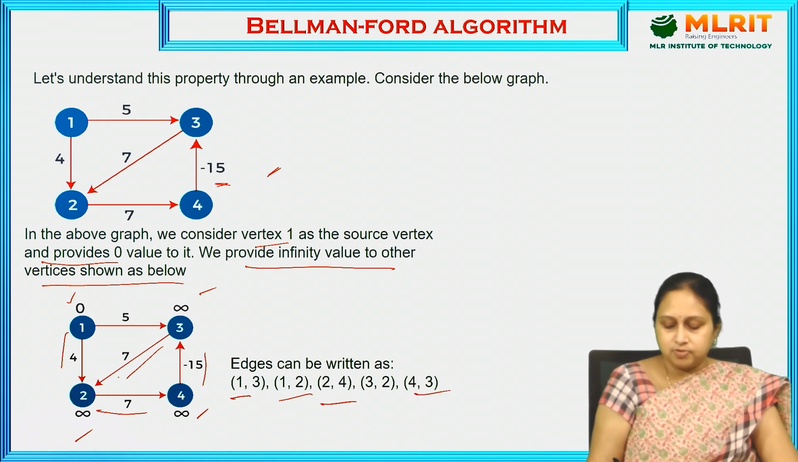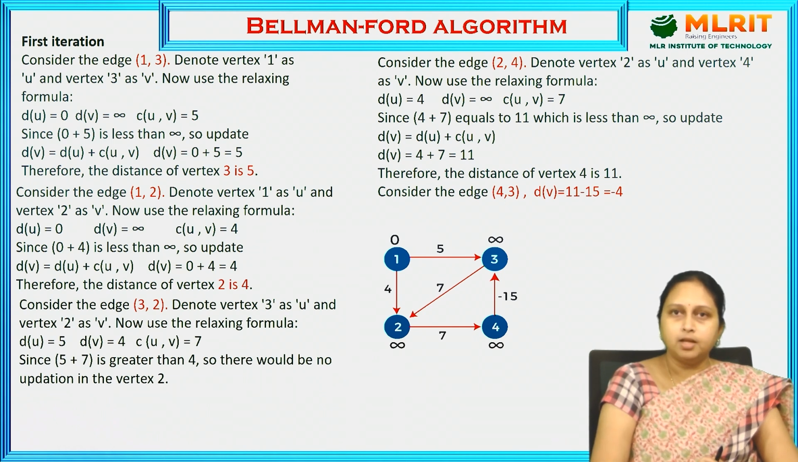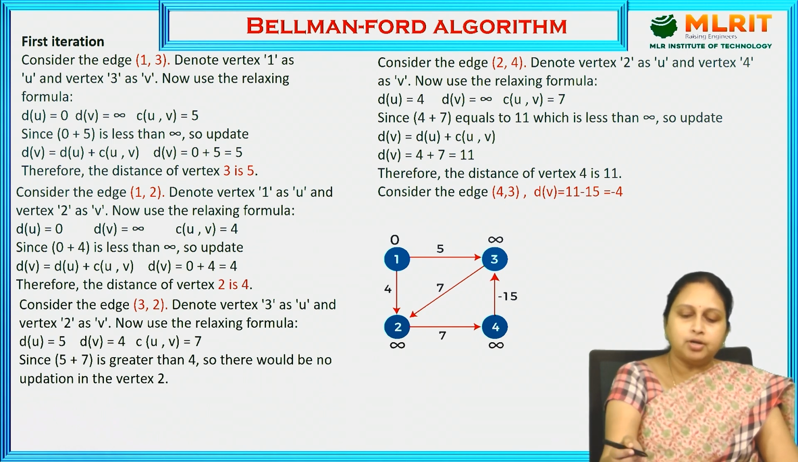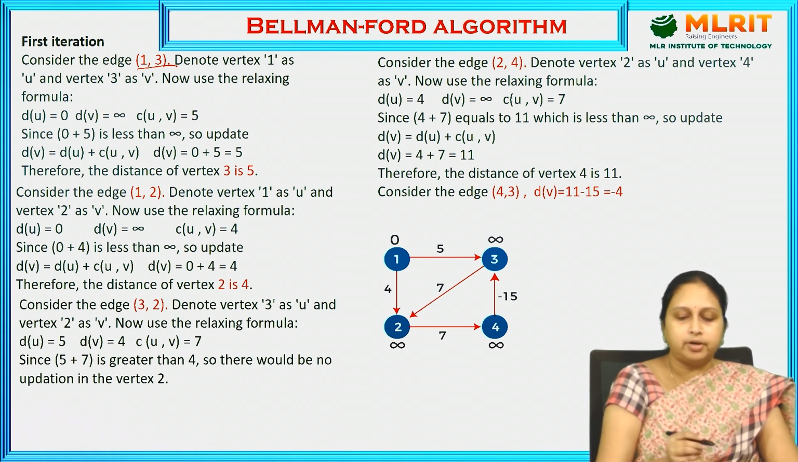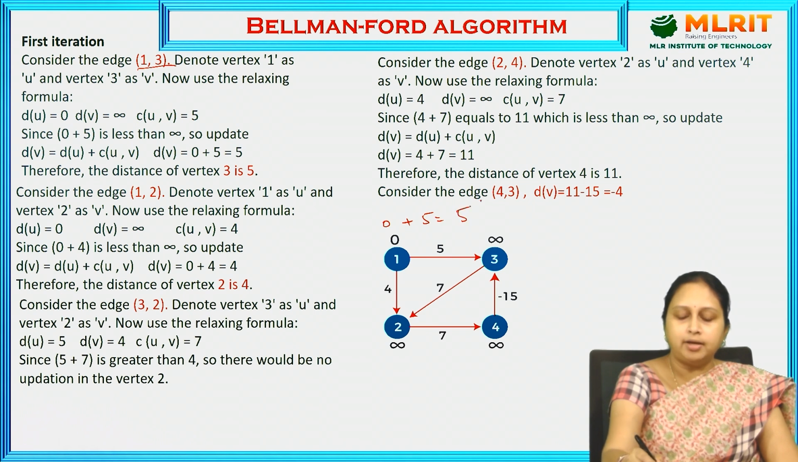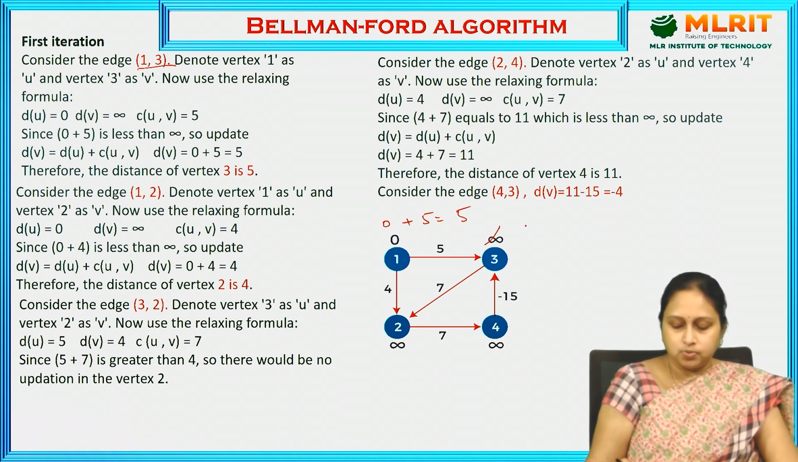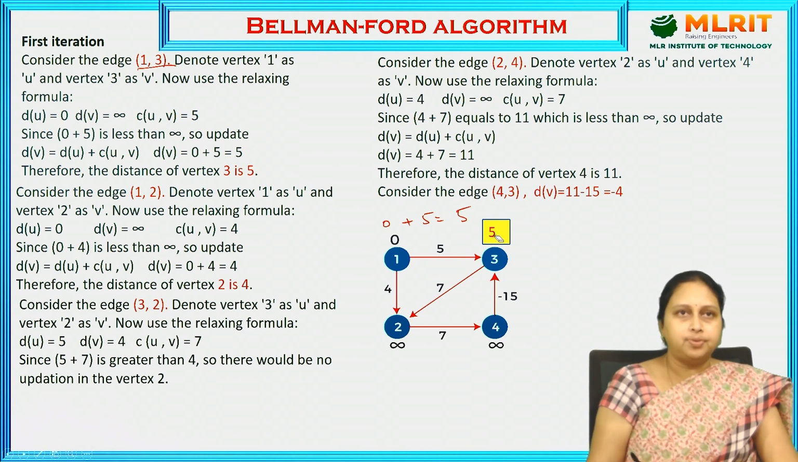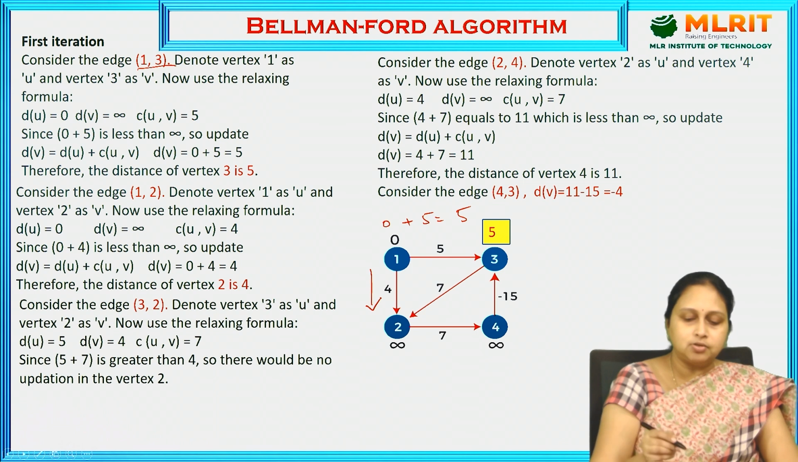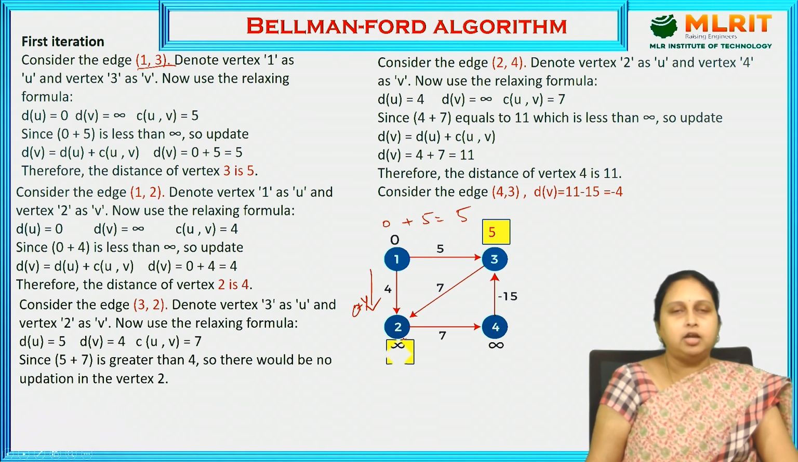Now start our first iteration. This is my first iteration. I am going to consider 1 to 3. We know the relaxation formula. Based on that, we do 0 plus 5, which is nothing but 5. So I am going to replace infinity with 5. Next, consider 1 to 2: 0 plus 4. 4 is less than infinity, so I am going to replace infinity with 4.